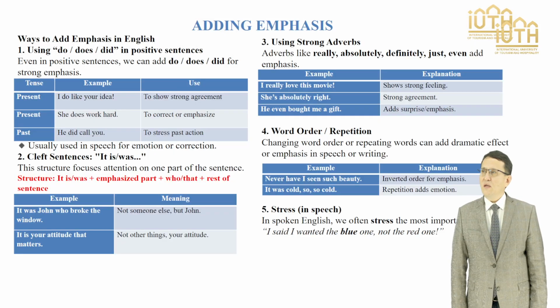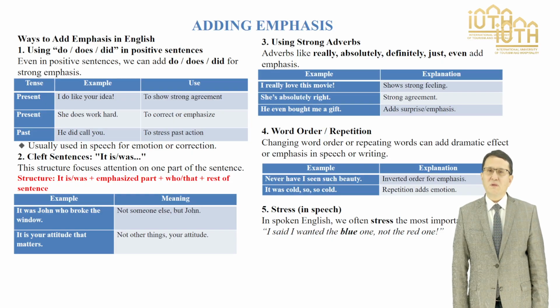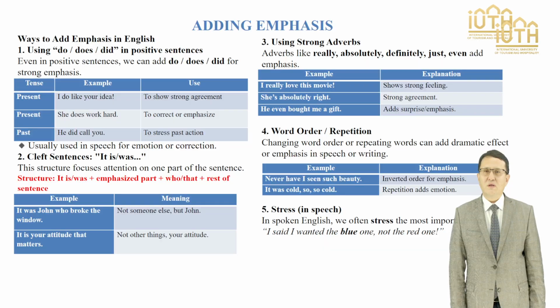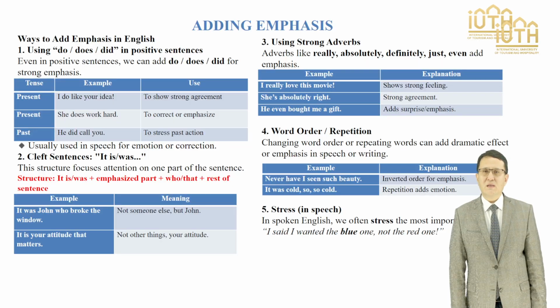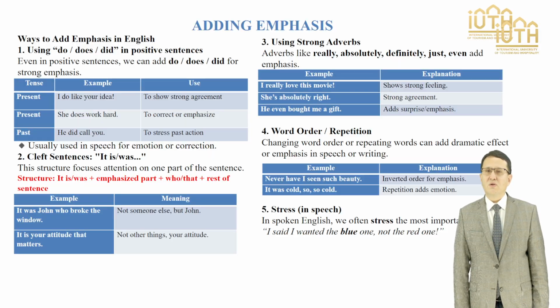And okay, adding emphasis. Now we will work with this grammar material. Emphasis means making something strong or more important in a sentence. We add emphasis when we want to show strong feelings, correct someone, or make part of a sentence stand out. Ways to add emphasis in English. The first one, using do, does, did in positive sentences. Even in positive sentences, we can add do, does, did for strong emphasis.